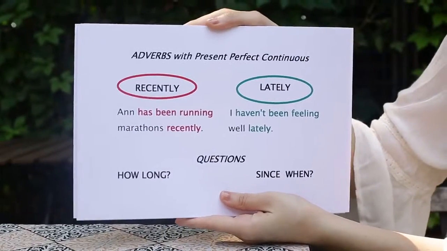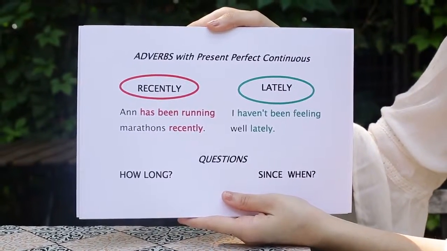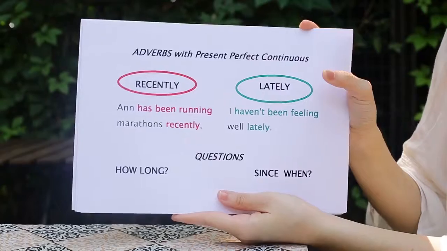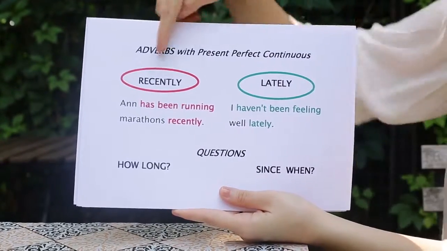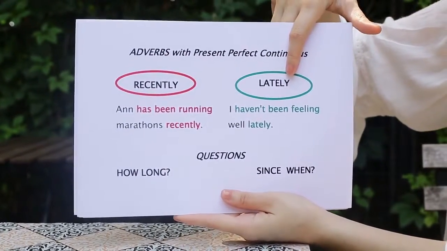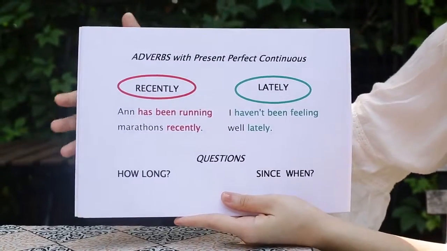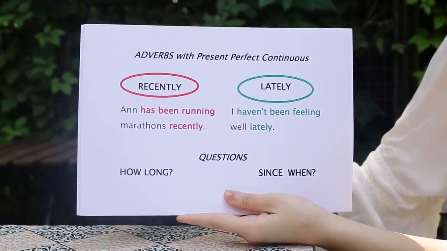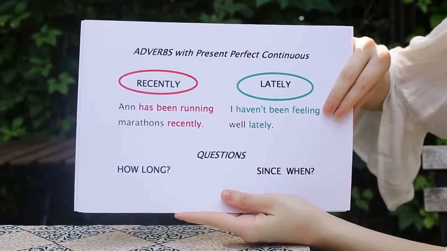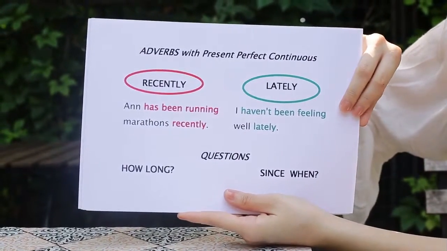Next are the adverbs that we often find with present perfect continuous. These are recently and lately. Anne has been running marathons recently, in the recent past. I haven't been feeling well lately.